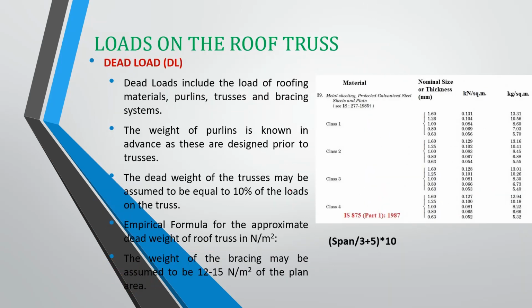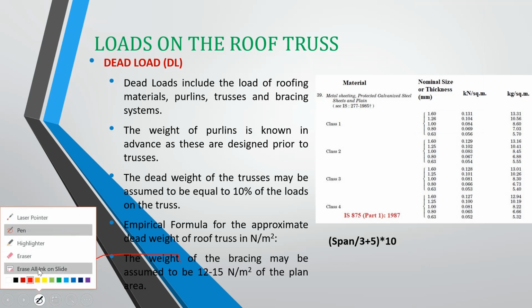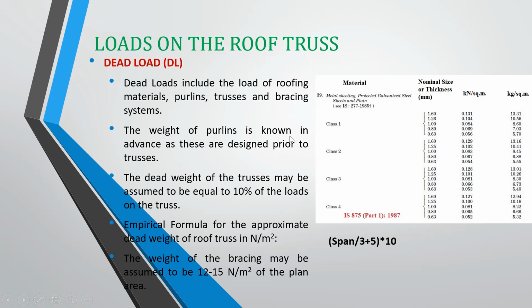Now let's see the loads coming onto our roof trusses. We will see that there are four major types of load coming onto a roof truss: dead load, live load, snow load, and wind load.